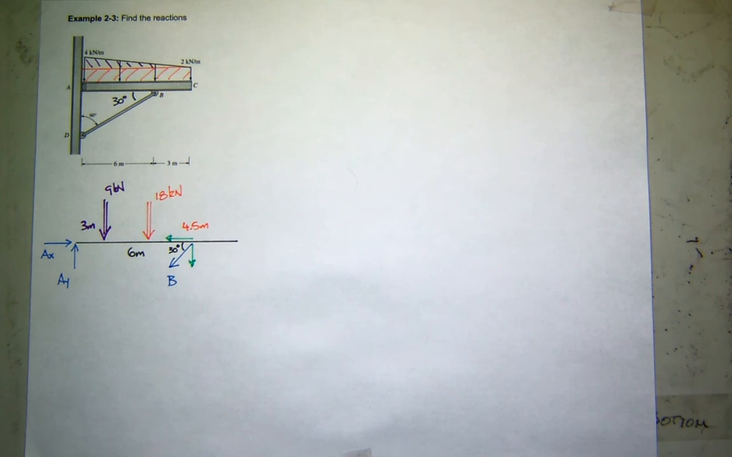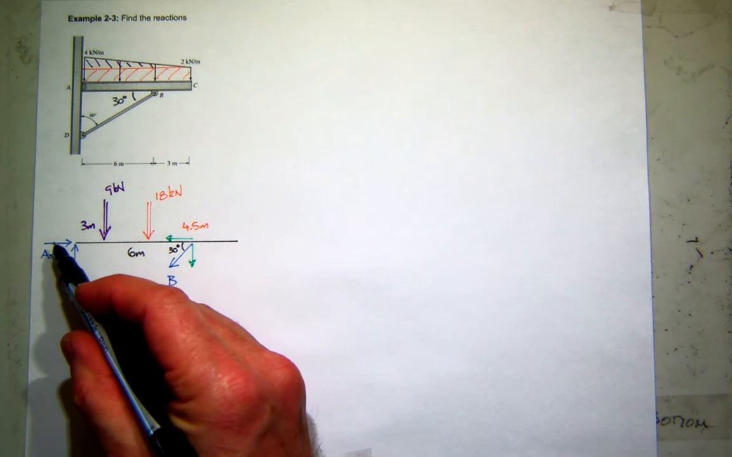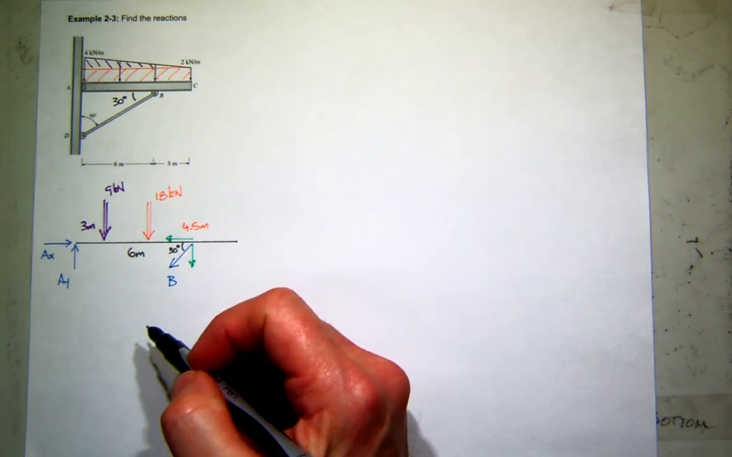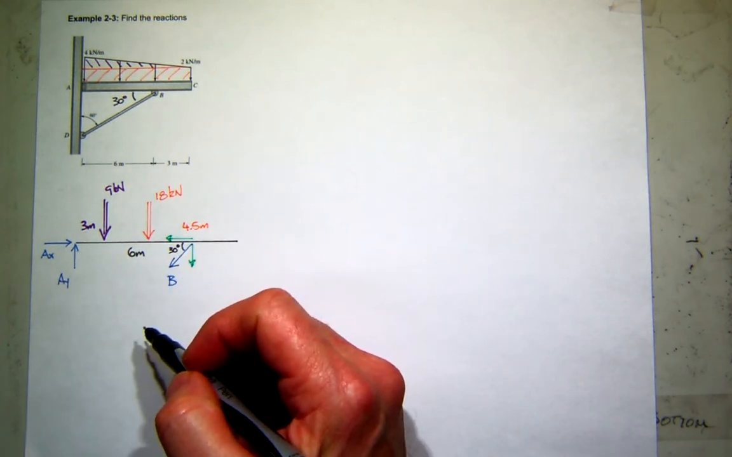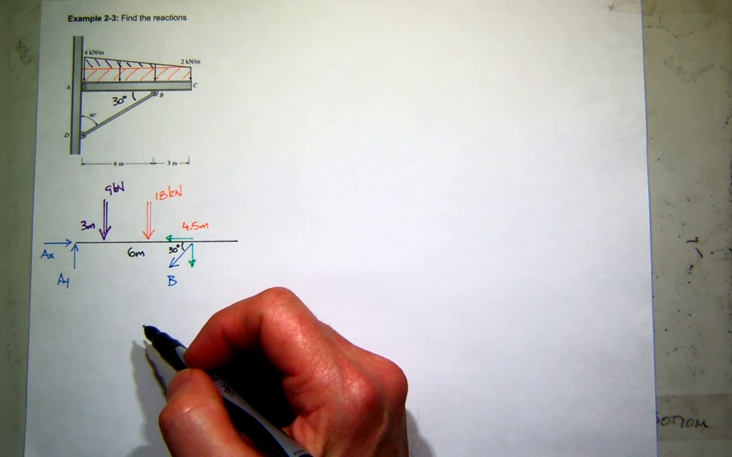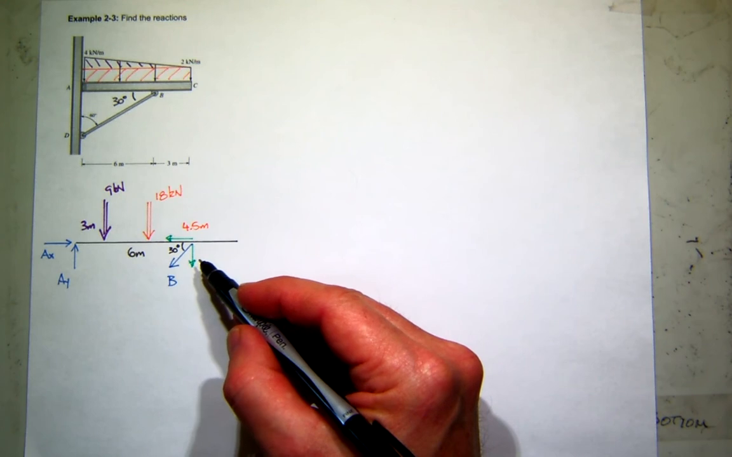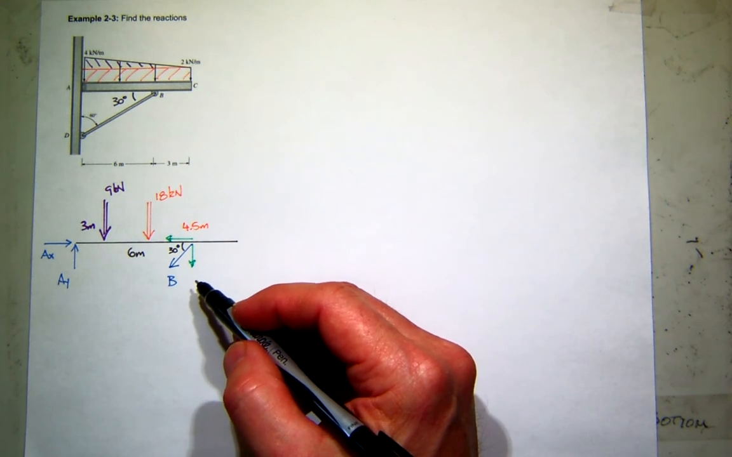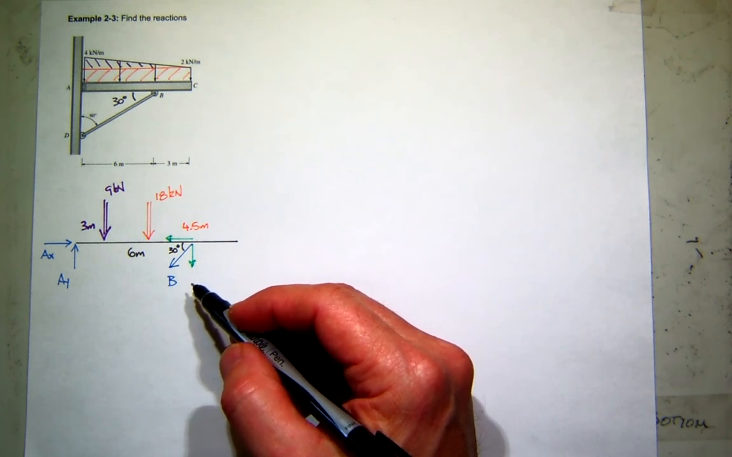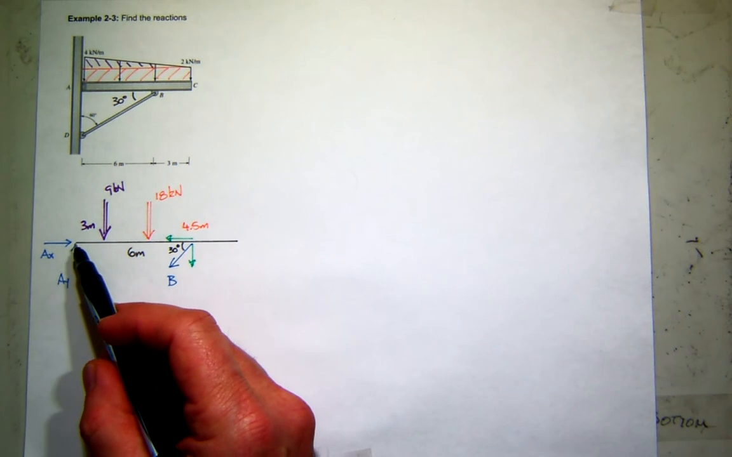So how should I proceed? Should I sum forces in the x direction first? I can. Will I get anywhere? No, because I'll write one equation in two unknowns. Can I sum forces in the y direction first? I can, but again, not a good choice because I'd have Ay and the y component of B. Two unknowns, one equation. So where's the best place to go? If I sum moments at A, I can write one equation and how many unknowns?